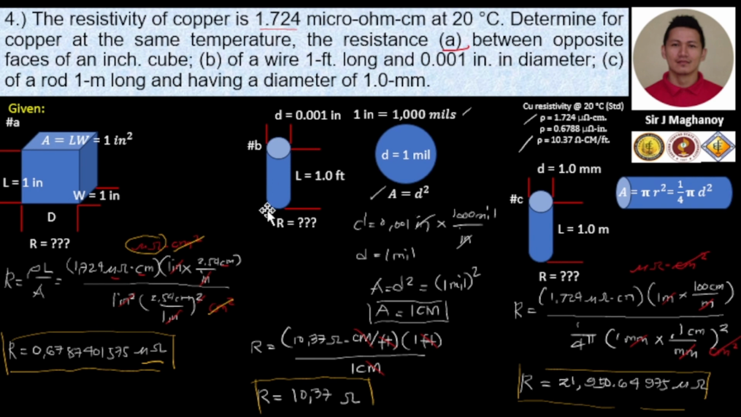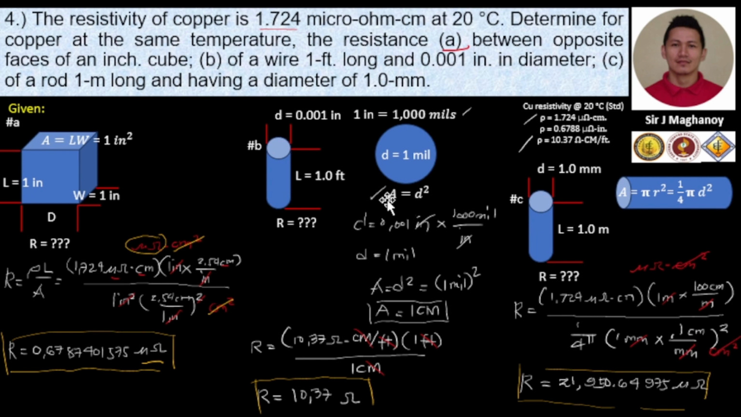For your letter B, the resistance of a wire 1 foot long and 0.001 inch in diameter. Here, the unit of our conductor is in inch and foot. So we need to use conversion, since we're going to use the standard resistivity here of 10.37 ohm circular mil foot. So the diameter 0.001 inch, we convert it into mil. In every inch, there are 1,000 mil. So we cancel out inch. The remaining unit is mil. So 0.001 times 1,000, that is 1 mil.